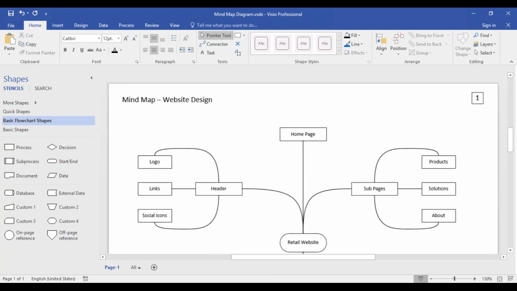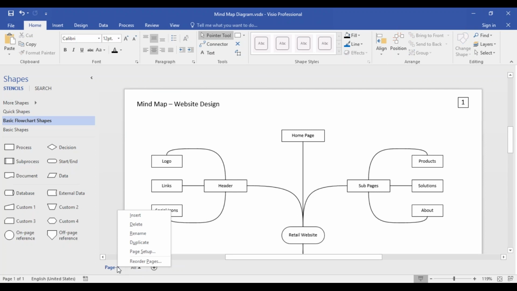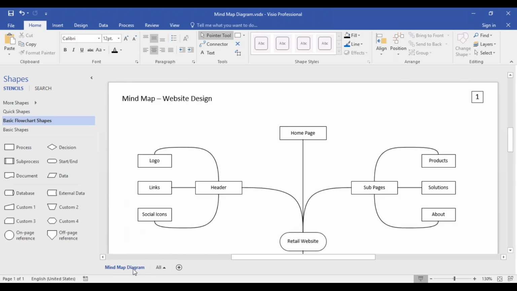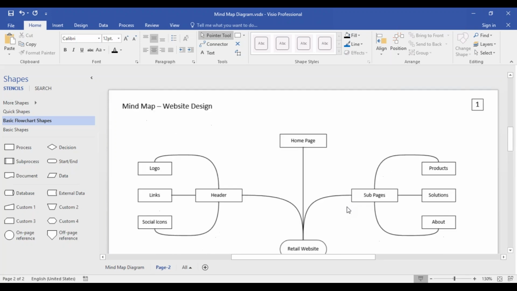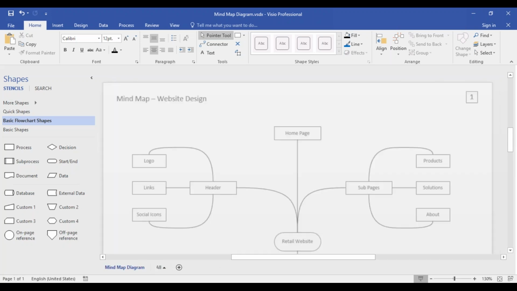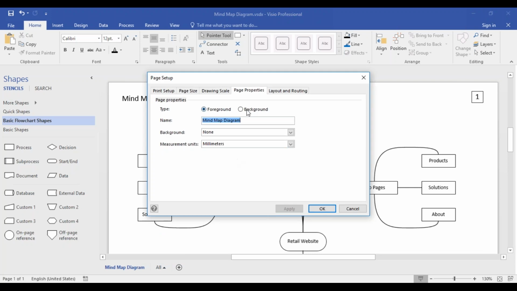Save your drawing. If you want more number of pages, click on the plus mark to add pages. Right click, delete to delete the page. Rename. This is a mind map diagram. Right click. If you want to duplicate this page, you can click on duplicate. Automatically the same drawing will appear in the next page. Right? So if you don't want this, you can delete it. Insert a new page, delete a page, rename a page, duplicate a page. Page setup doesn't have much to do. It's a standard page setup, so you can leave it as is.